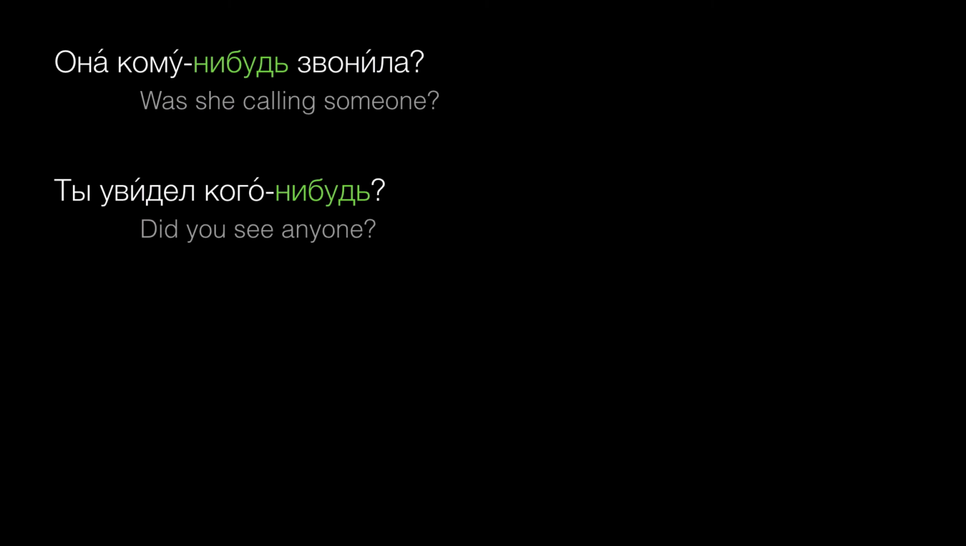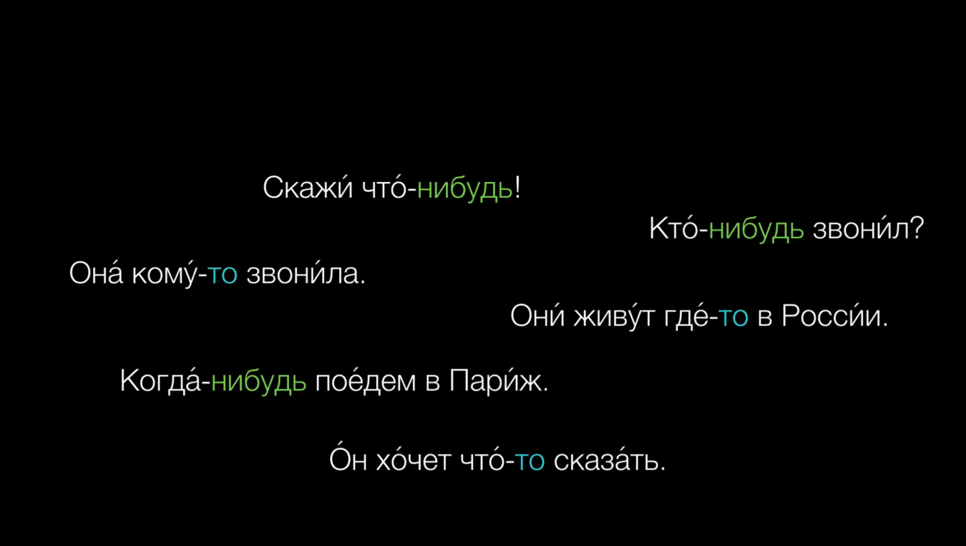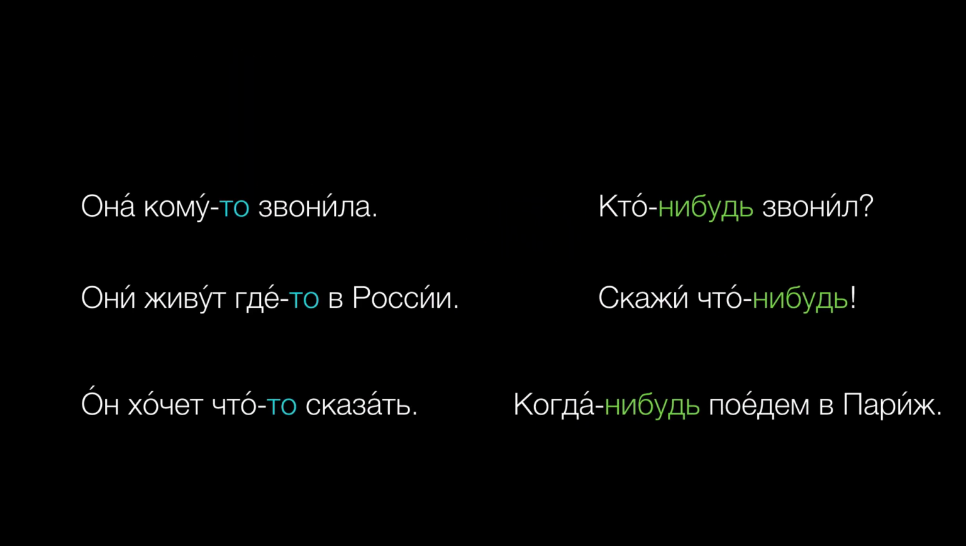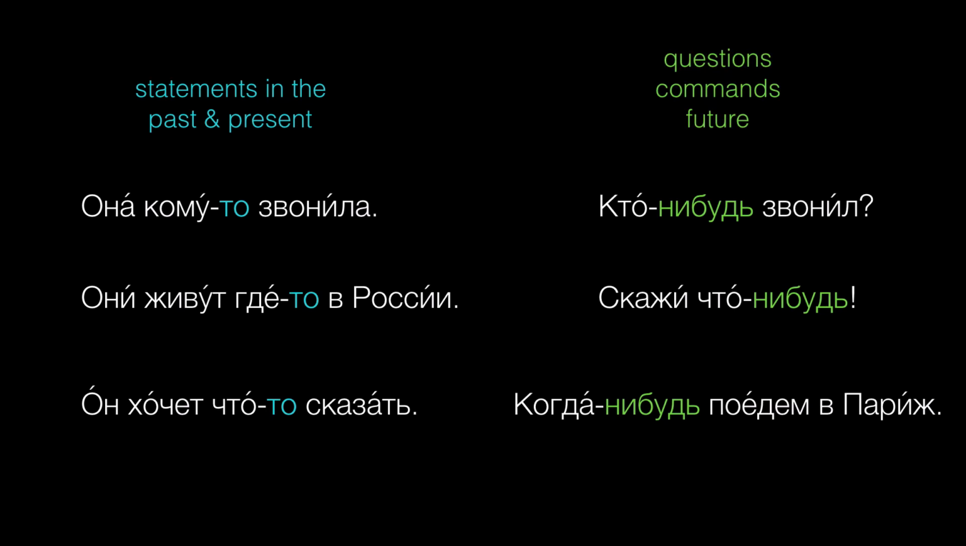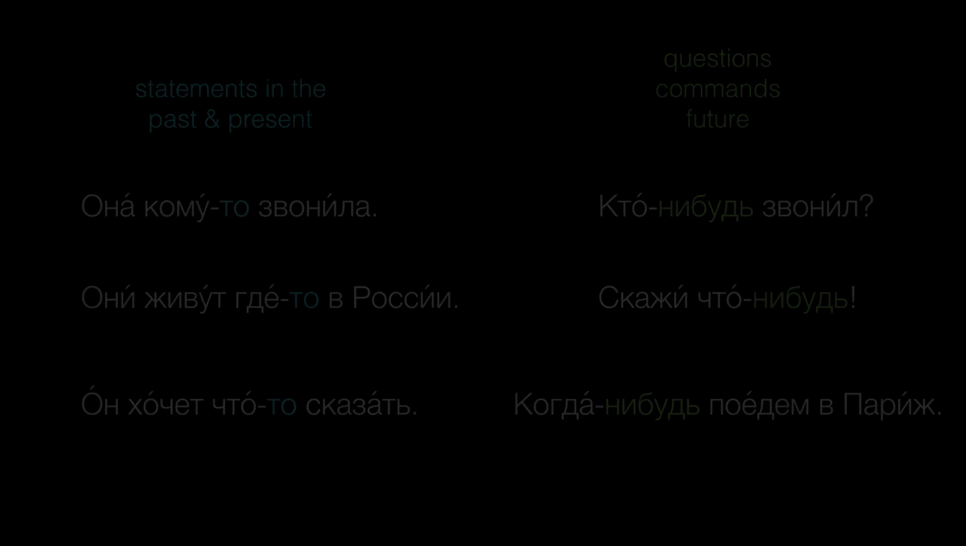You may have noticed that all the examples so far fall into certain groups or patterns. То seems to be used with statements in the past and statements in the present. нибудь seems to be used in questions, commands, and in the future. Those are not bad guidelines, and you'll see them in some textbooks and videos. But sometimes you'll hear examples that seem like exceptions, but actually they do make sense with what то and нибудь really mean. Let's look at some of these examples.